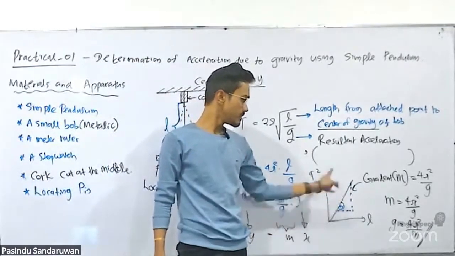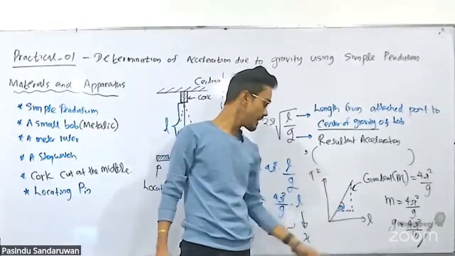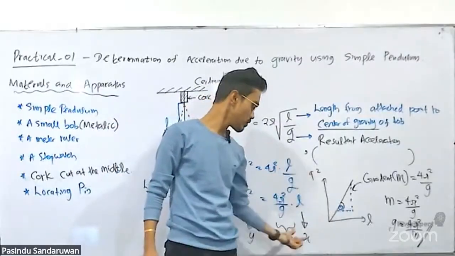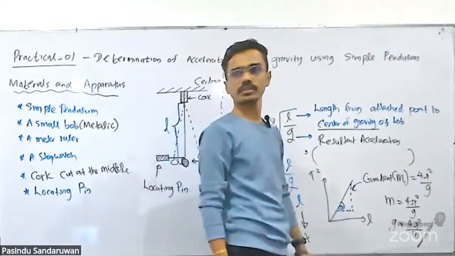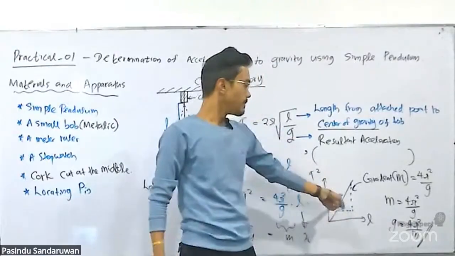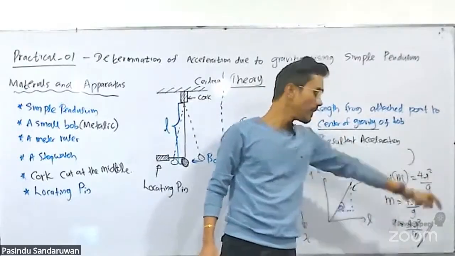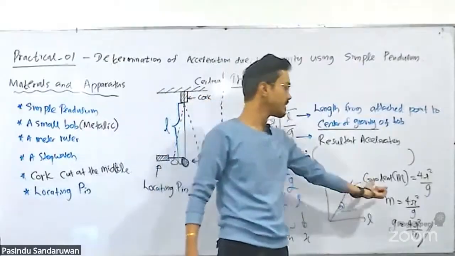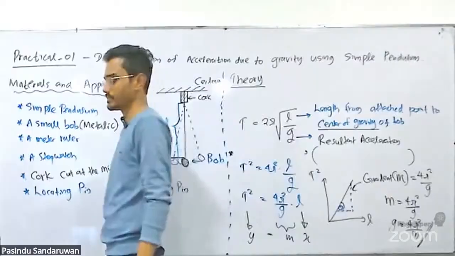Now plot the expected variation between T squared and L. We are going to consider T squared as y, L as x. Then it is going to be a y equals mx variation. That is a straight line which goes through the origin. Right? And mention these things. Gradient equals this, so G is 4 pi squared over M, where M is the gradient here. I have introduced it here. Not a mass, that's a gradient.